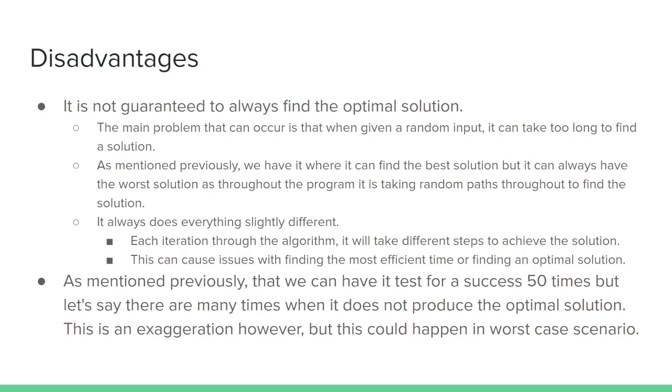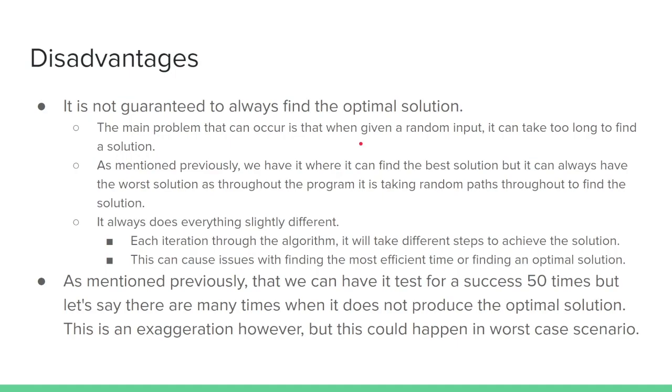Another thing is that we can have it test for success 50 times, but let's say there are many times that it does not produce the optimal solution. That is an exaggeration, of course. It's the worst case scenario. So let's say you do 50 times, but none of them are optimal. Then most likely the algorithm was implemented incorrectly, or it's just not optimal to even solve it, and it could just be a bad question in general. So that's basically randomized algorithms in a nutshell.